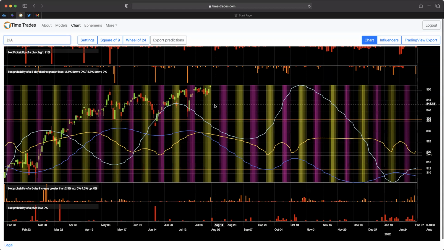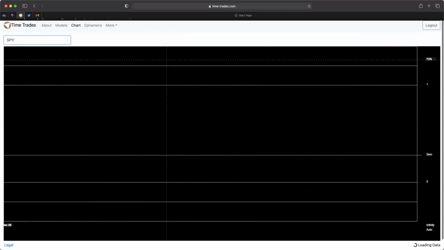Okay, so August 11th, we've got a 21% probability of a pivot high in the Dow. That's not something we can just brush off and ignore. It's not like a 5% probability. So let's go take a look at Spiders.